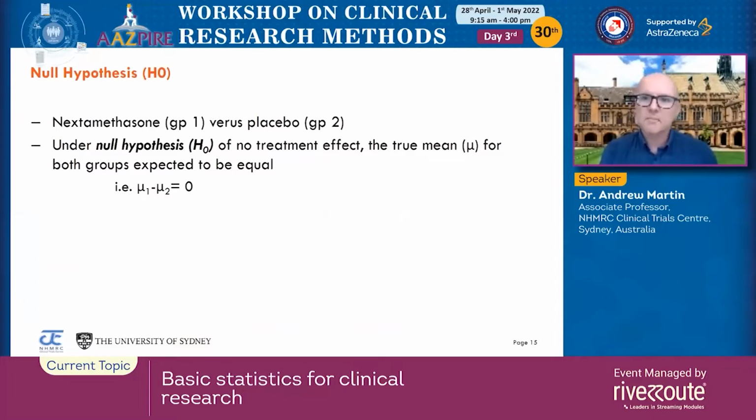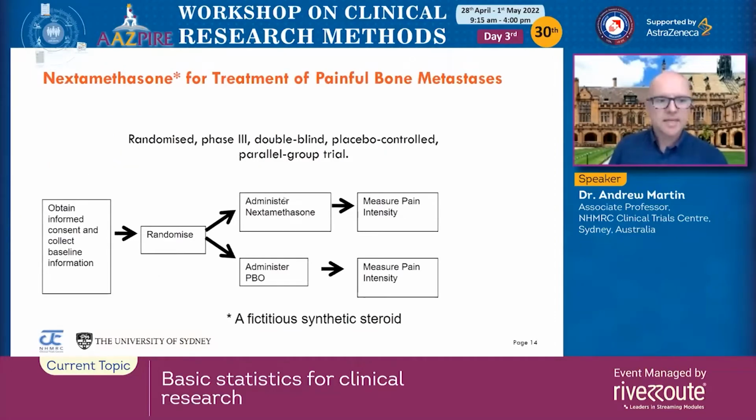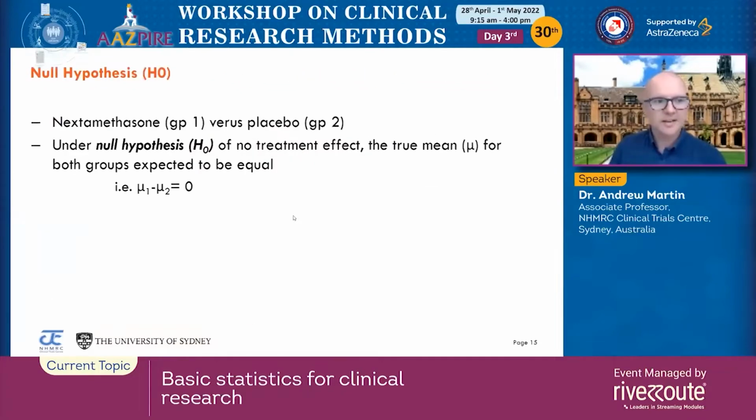So this is a statement that reflects a situation where there is no effect going on. The effect of relevance in this example is the effect of our experimental treatment, dexamethasone. So how would we express a null hypothesis for our example? Well, it would be that we wouldn't expect that the placebo and the dexamethasone group to differ in relation to the pain that they experience.